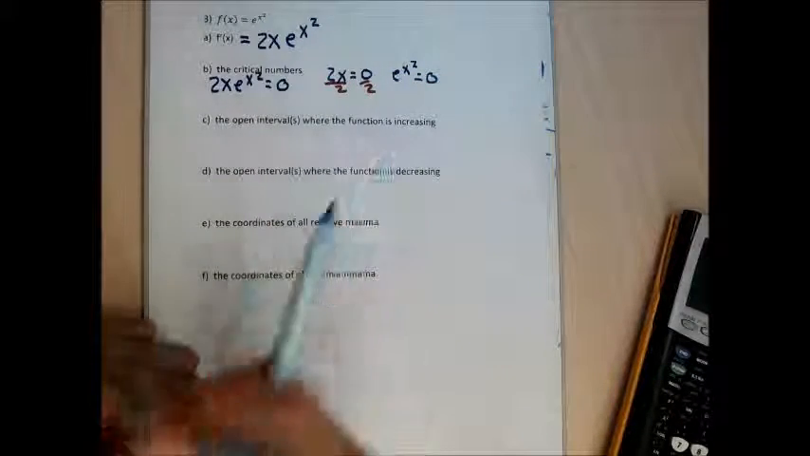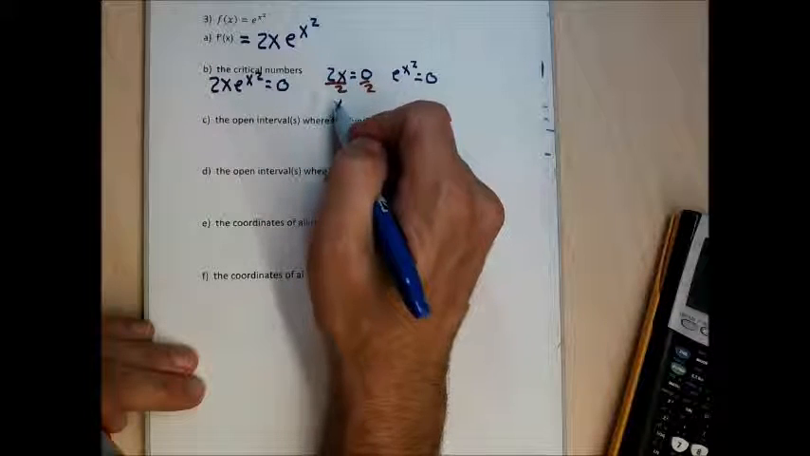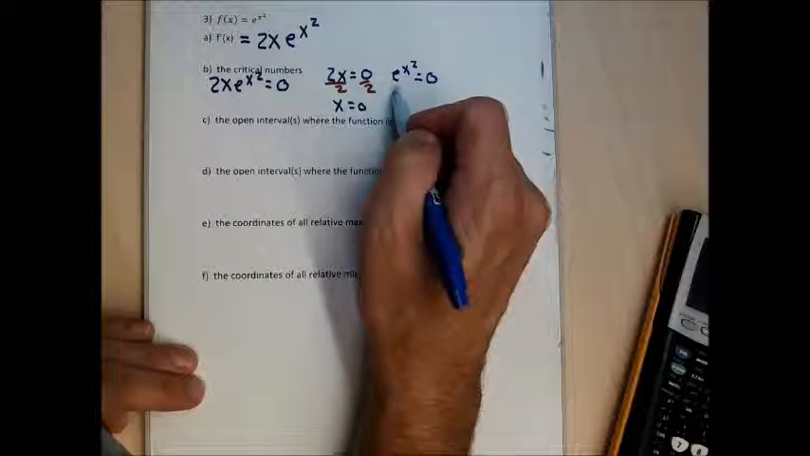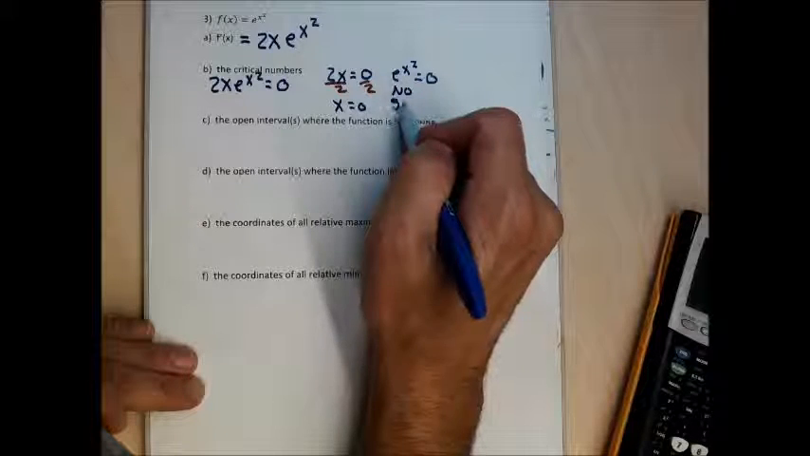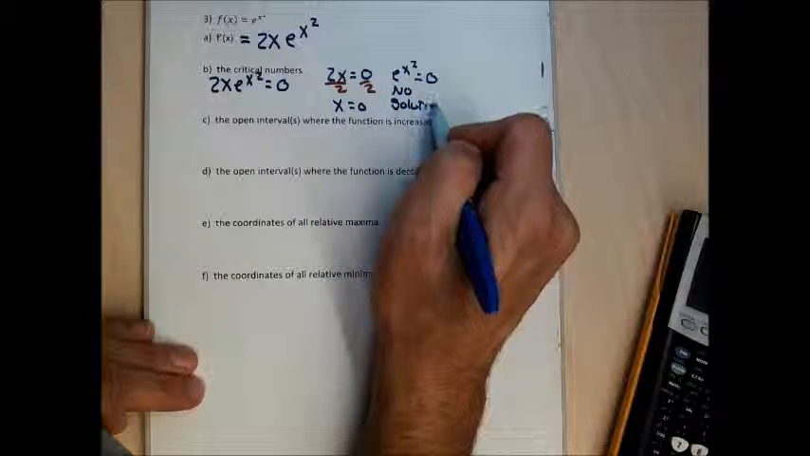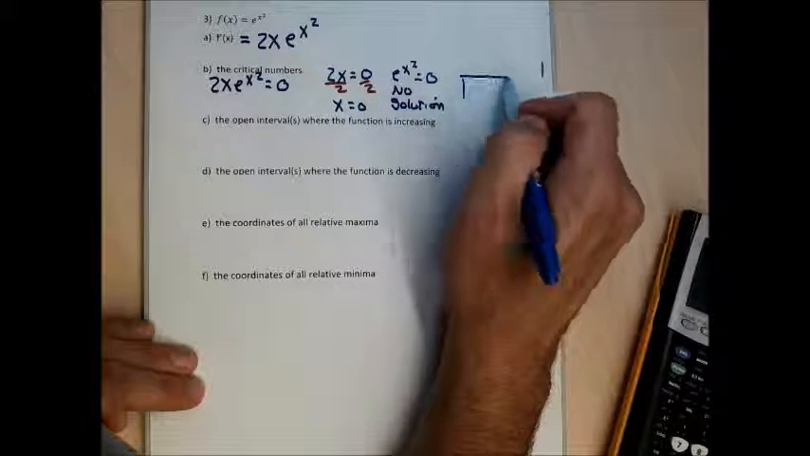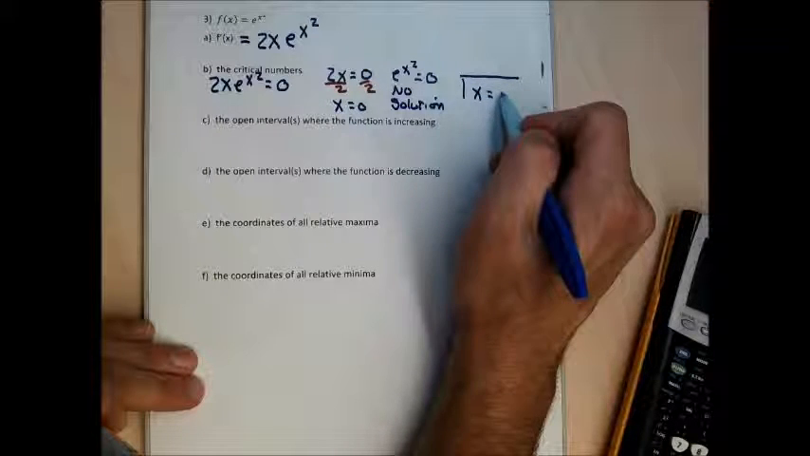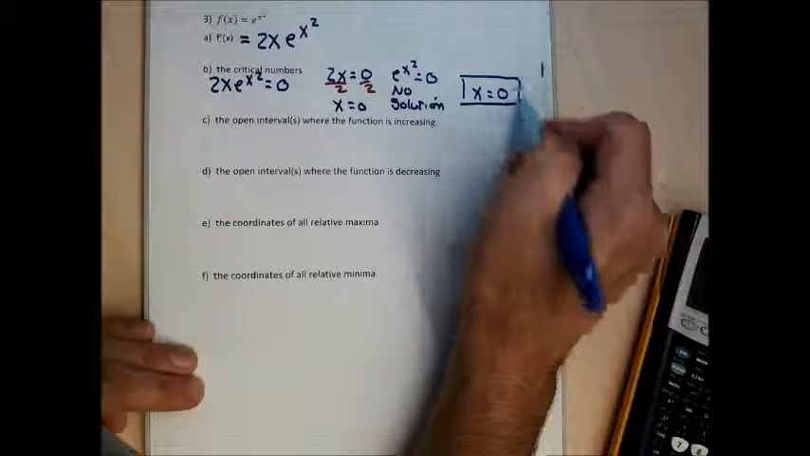When you set 2x equal to 0, you divide by 2 and get x equal to 0. And e to any power can never be 0, so that doesn't give a critical value. The only answer to 3b is x equal to 0.